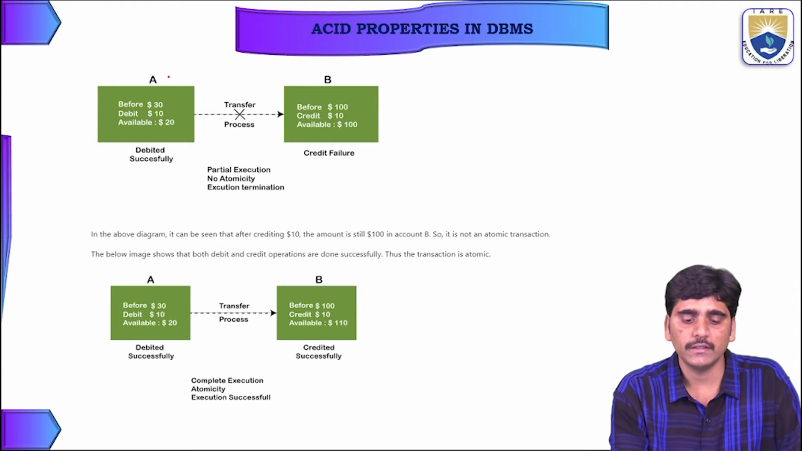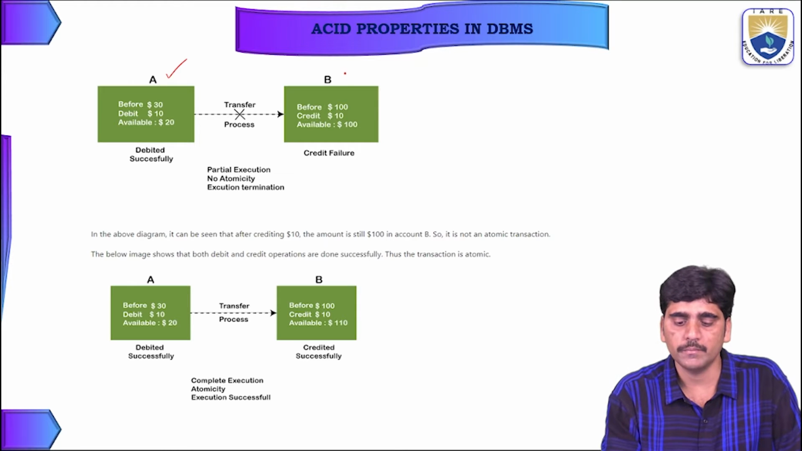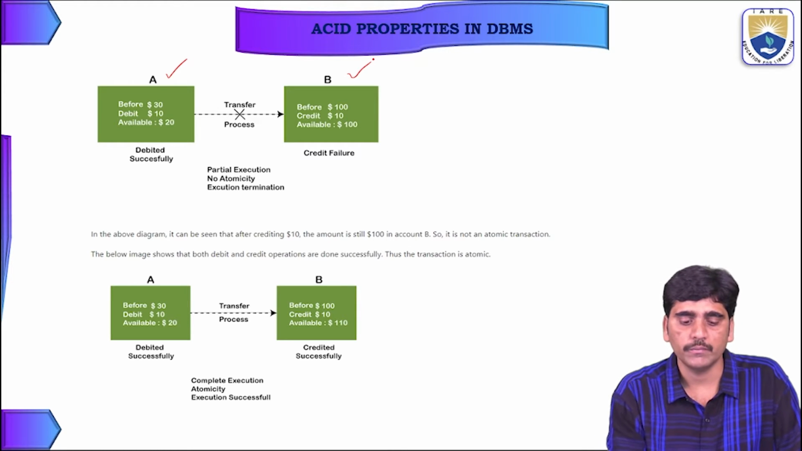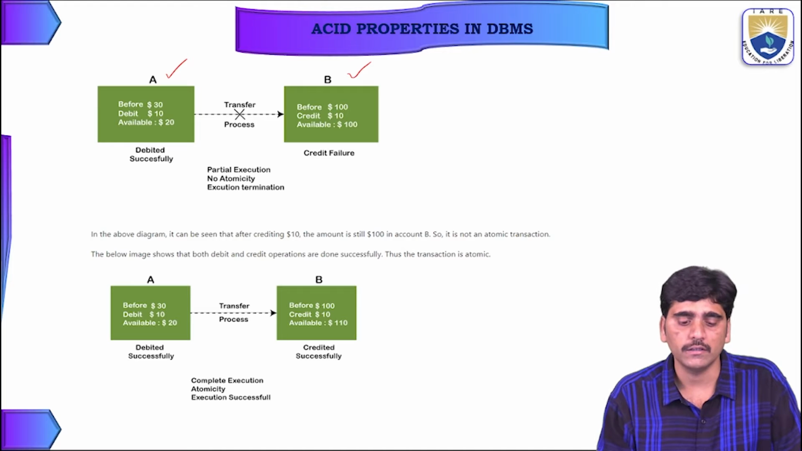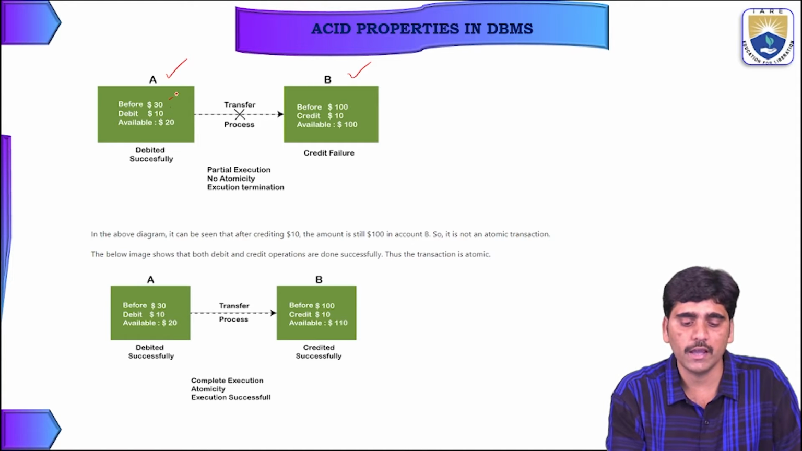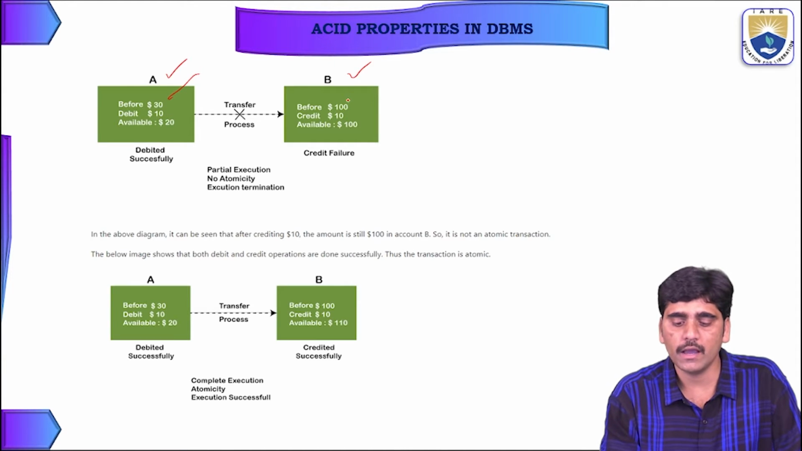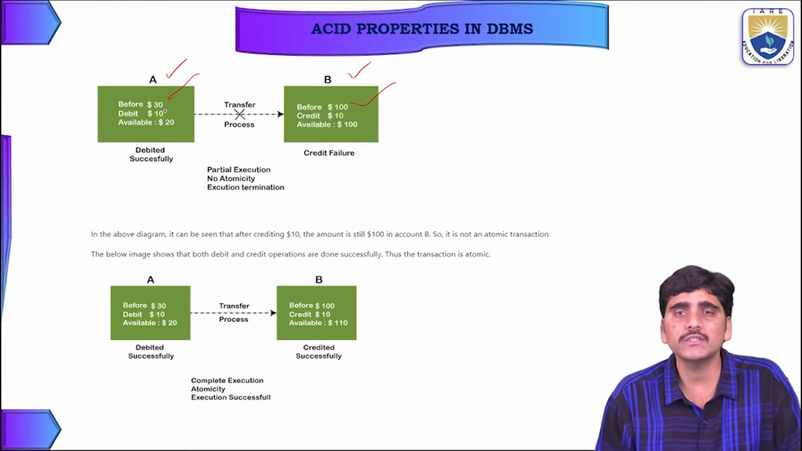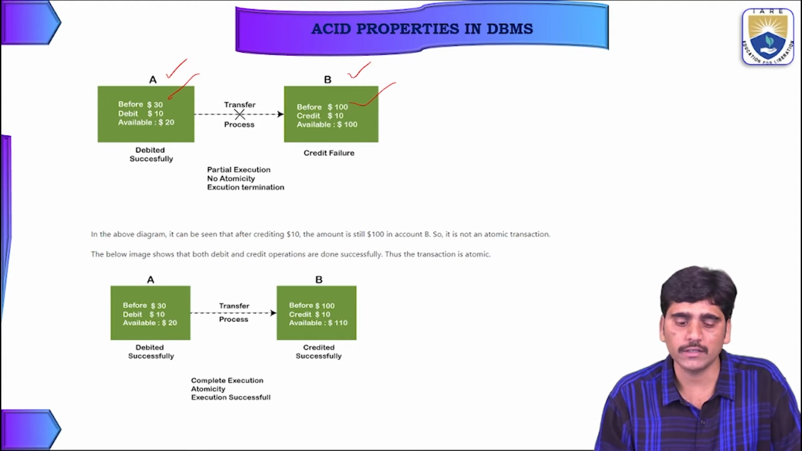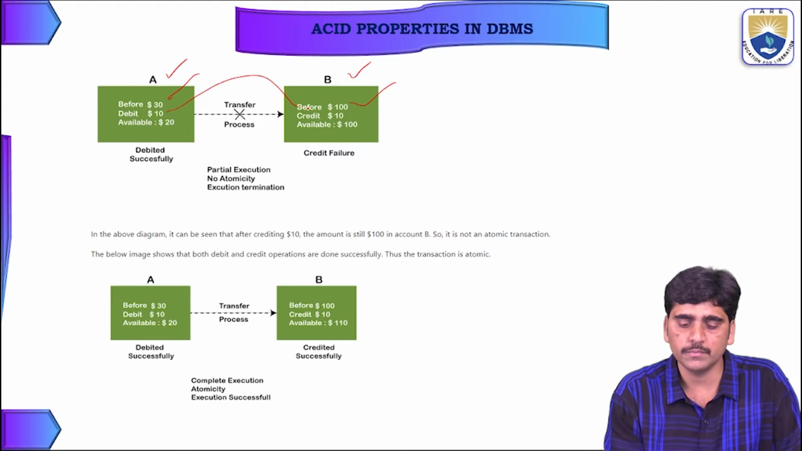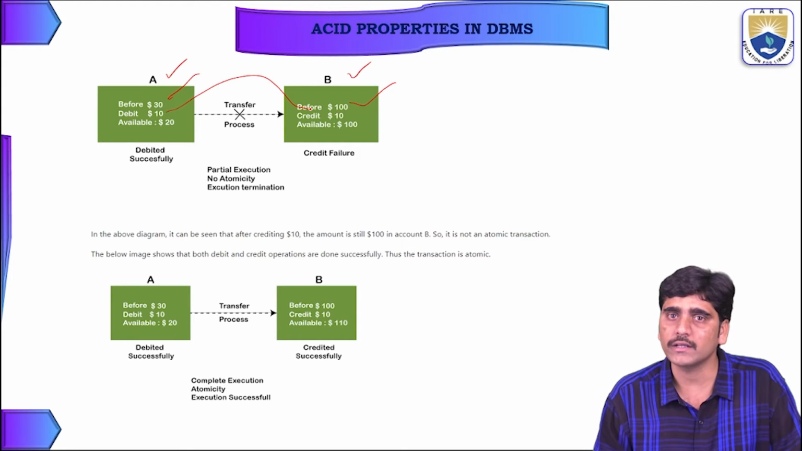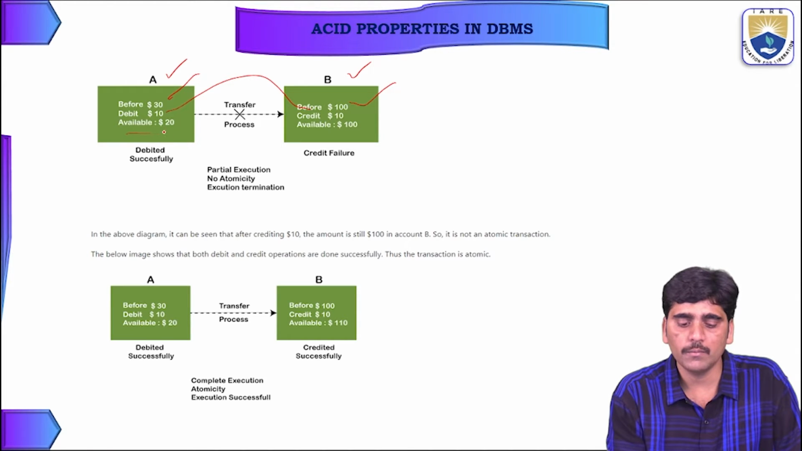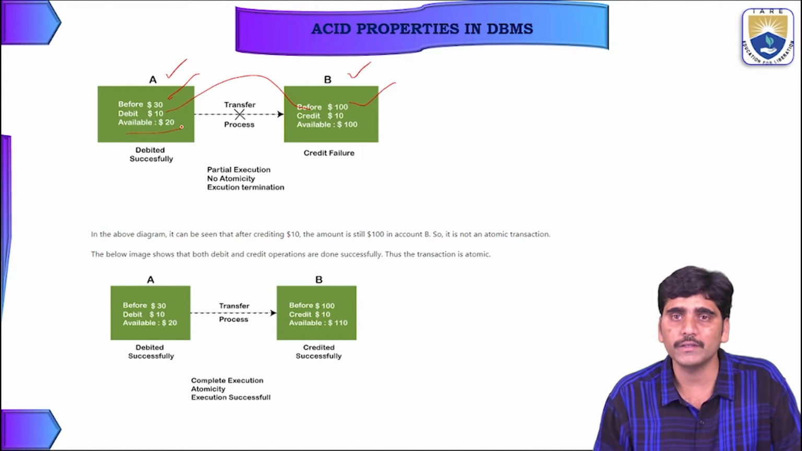So this is the A account holder. This is the B account holder. Before transferring 10 rupees, A account has 30 rupees and B has 100 rupees, right? A wants to transfer 10 rupees to the B account. Now the available balance is 20 rupees at the A account holder, right?